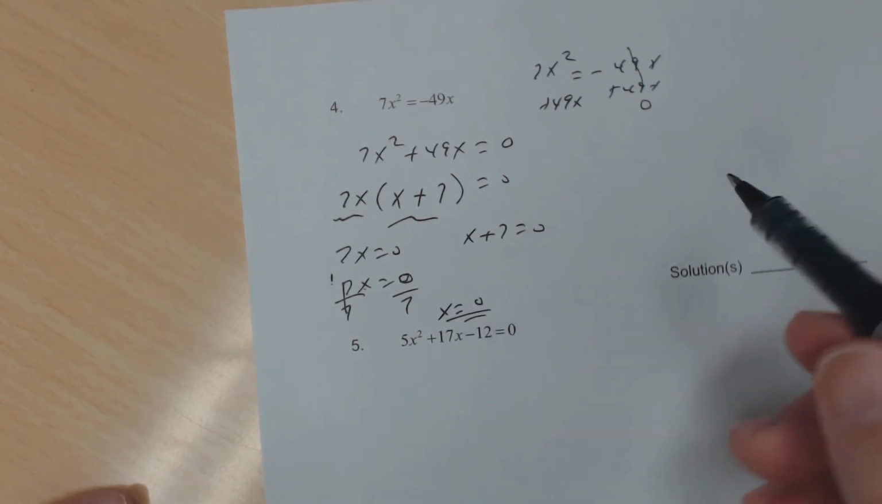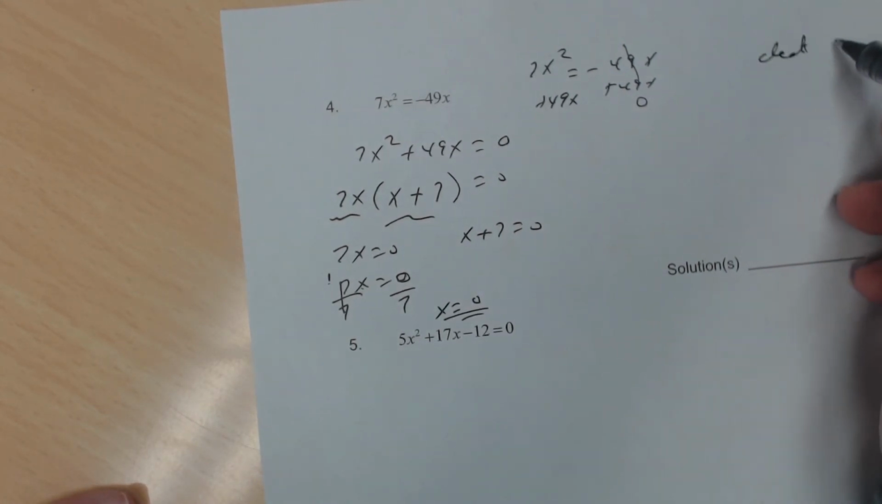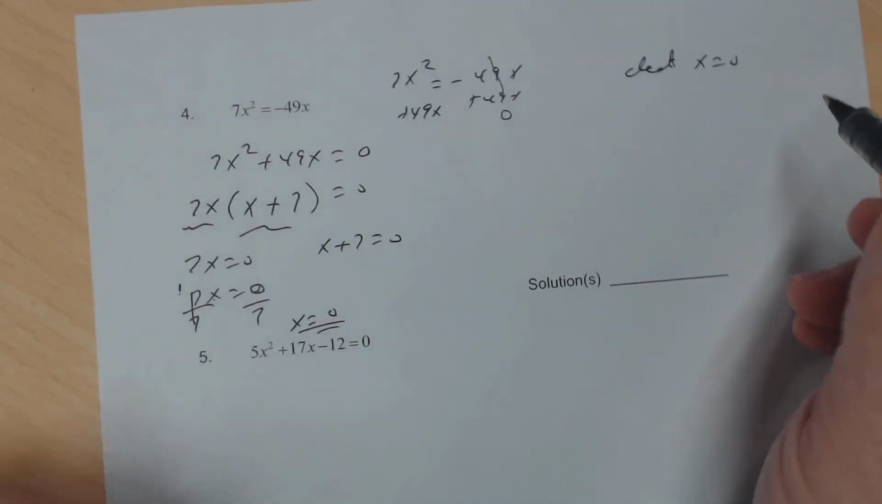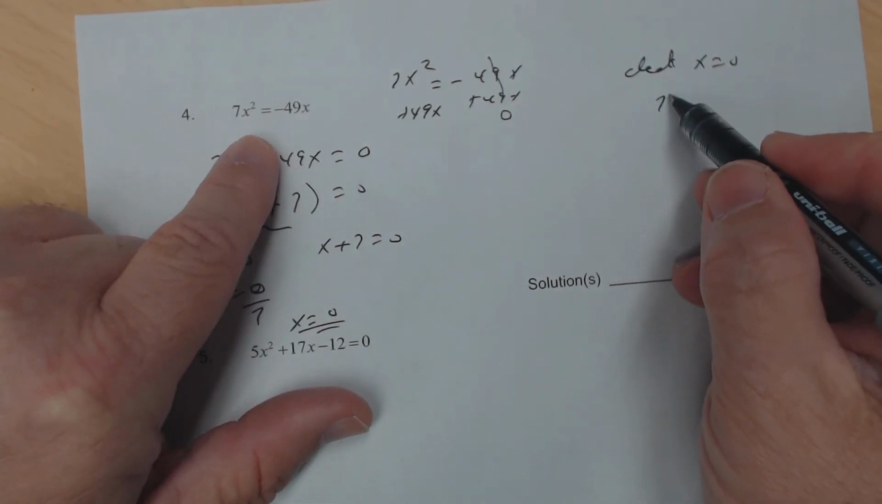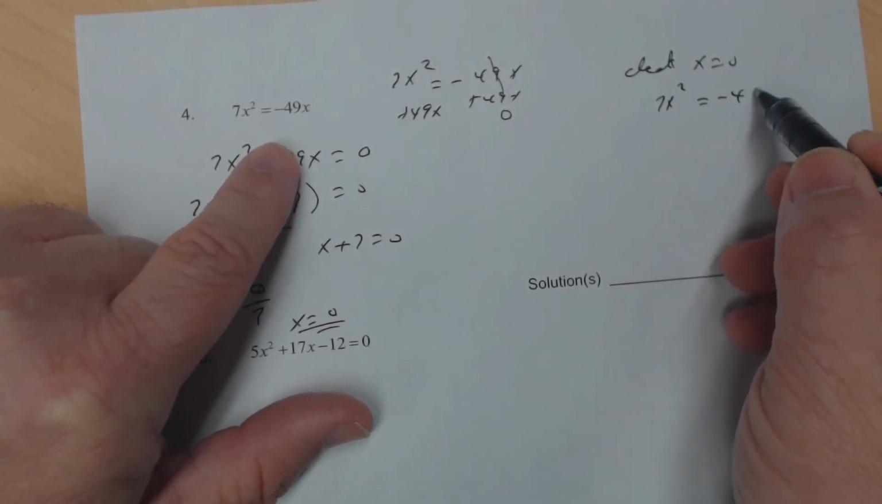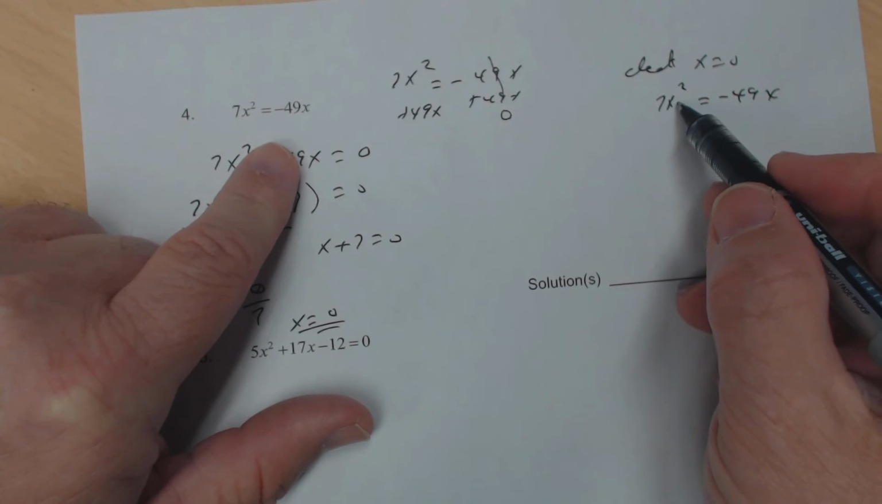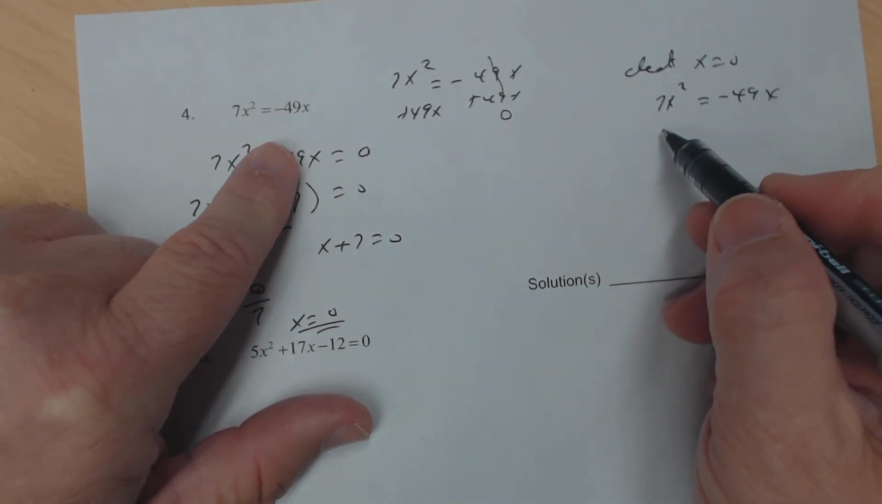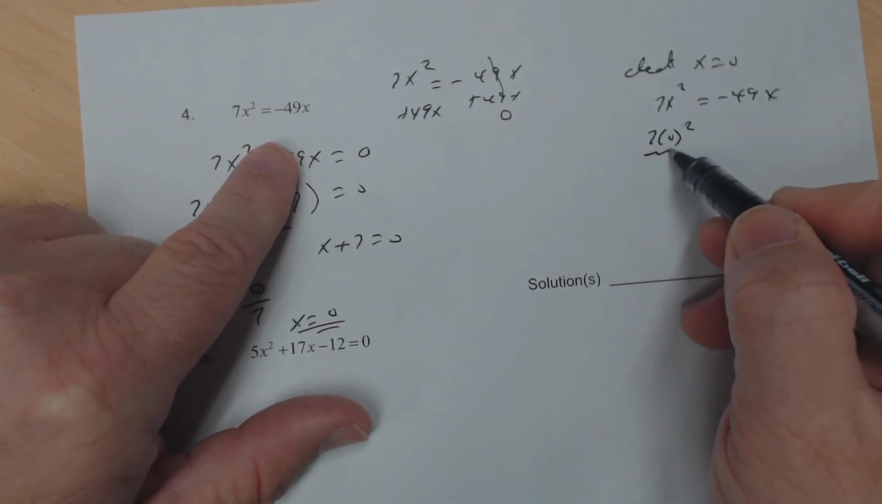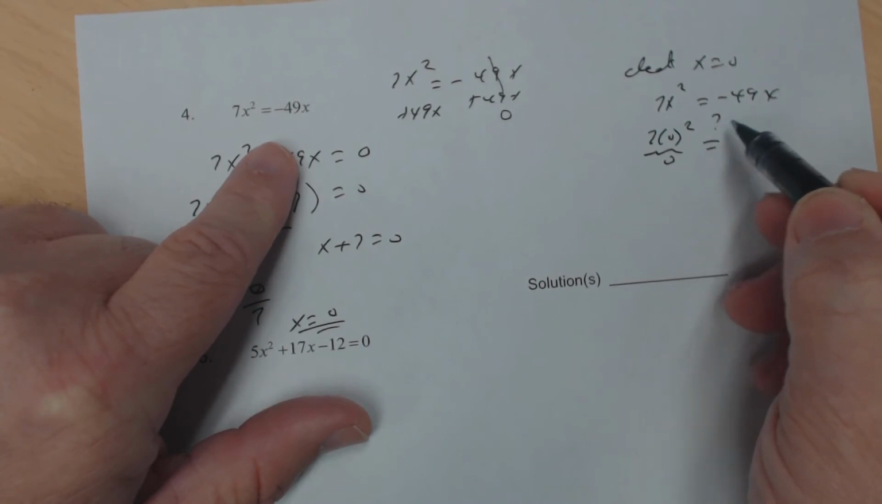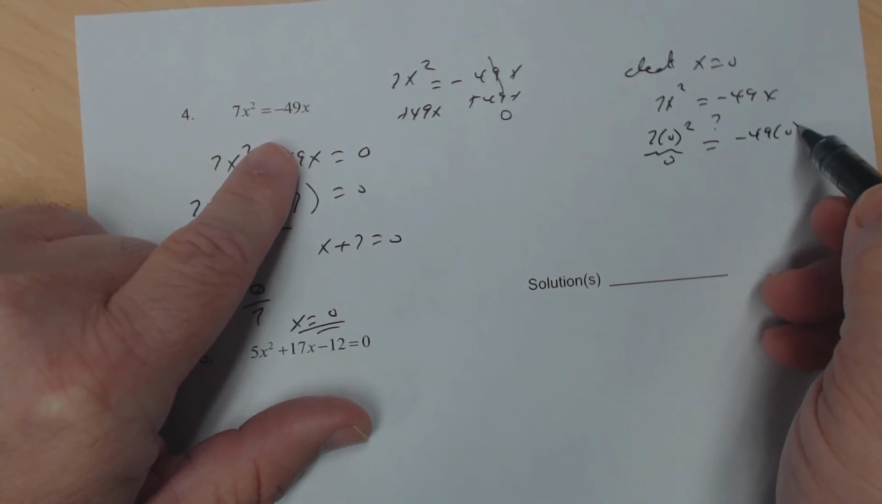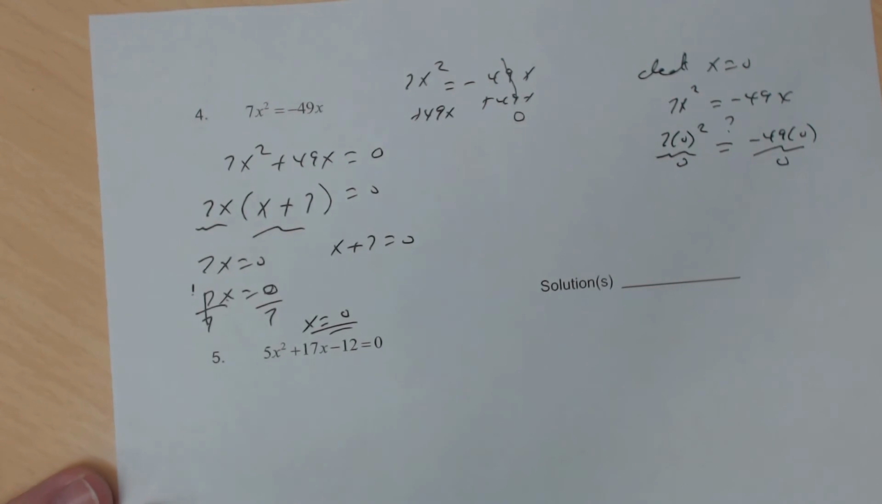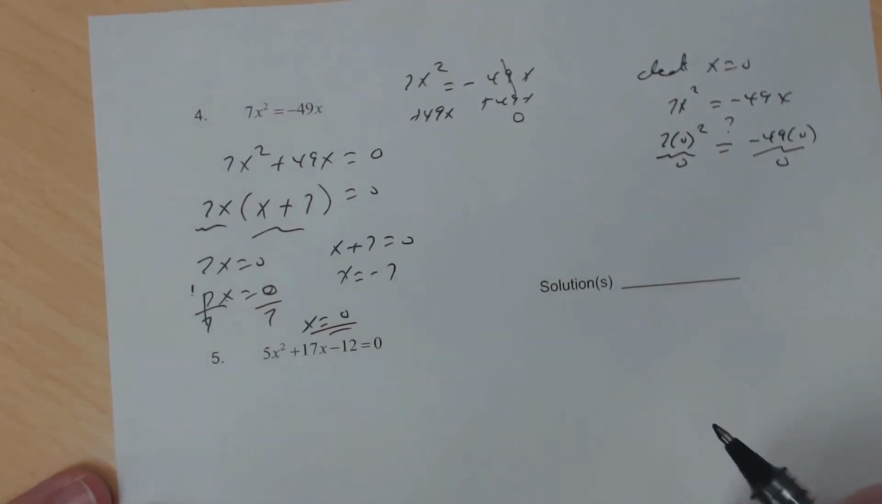And you can check it, if you want to, to see if that's true. Check x equals 0. You go back to the original, 7x squared equals negative 49x. So if x is 0, 0 squared is 0. And you want to see if that's going to equal negative 49 times 0, which obviously is 0 as well. All right, and over here you get x to be negative 7.